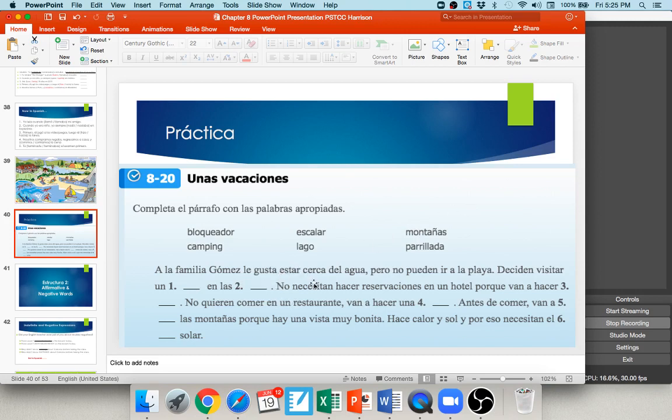It says, no necesitan hacer reservaciones en un hotel porque van a hacer blank. They don't need to make reservations in a hotel because they're going to go, well, if they're not staying in a hotel, they're probably going, yeah, good job, hacer camping. It says, no quieren comer en un restaurante. They don't want to eat in a restaurant. Because van a hacer una blank. They're not going to eat in a restaurant because they're camping and they're going to have a barbecue. Parrillada. Okay. I think you can handle those.